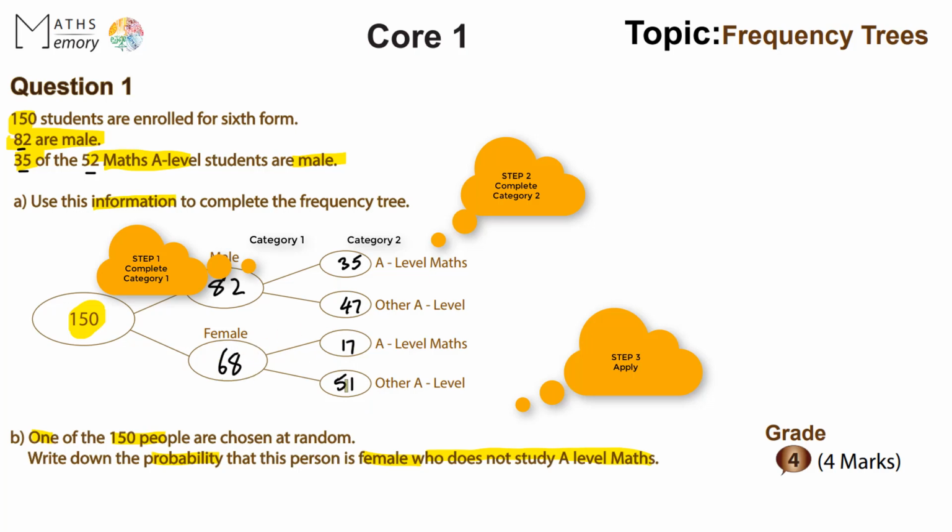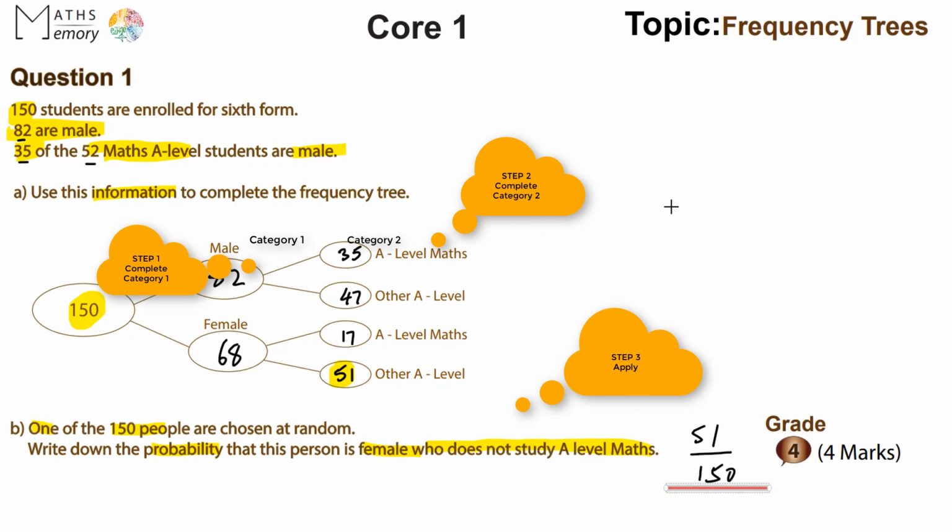68 females and 51 of those don't study A-level maths. So obviously it's 51 out of the total number in sixth form, i.e. 150. So 51 over 150 is the answer. Very, very simple question based on this frequency tree diagram. Let's just highlight that.